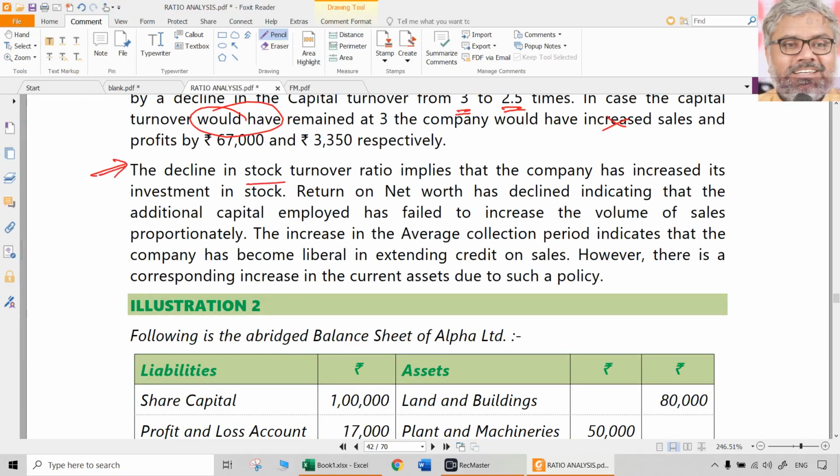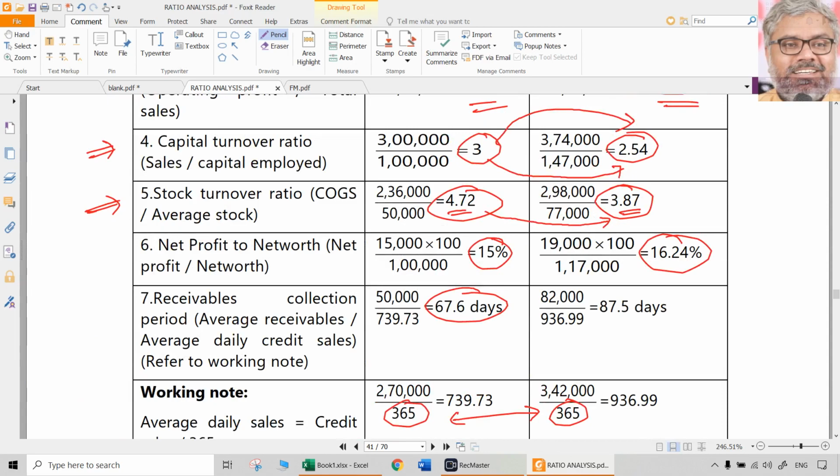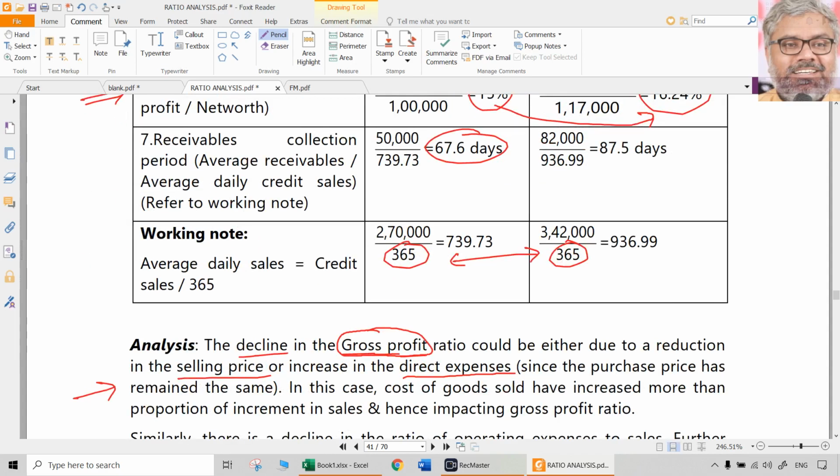So the decline in the stock turnover ratio implies that the company has increased its investment in stock. That's it. That is enough. Next, net profit to net worth ratio, what happened to that? That has increased. That's a good sign. Net profit to net worth ratio has increased. That is a good sign.